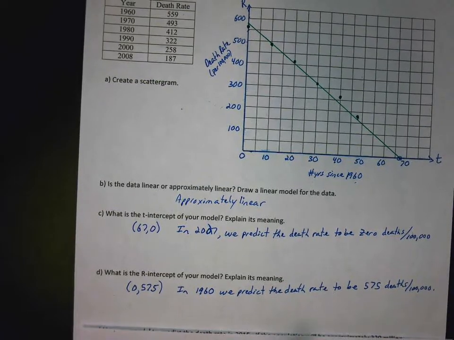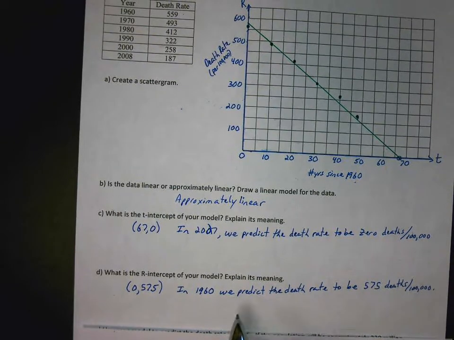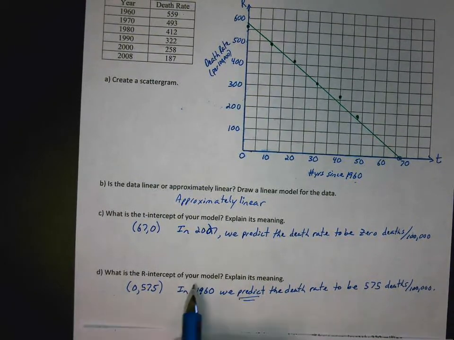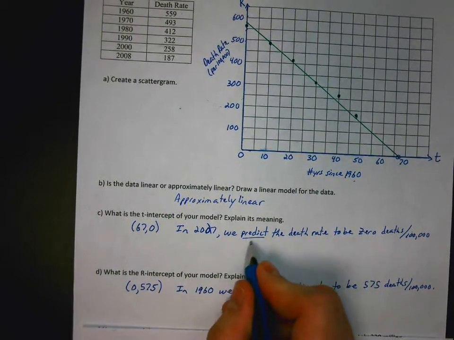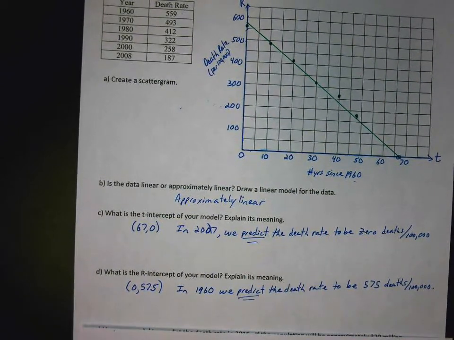And to interpret that meaning, in 1960, we would predict the death rate to be 575 deaths per 100,000 people. Now again, that's a prediction because that's using our model. Okay, so that word there is actually important to say: predict.